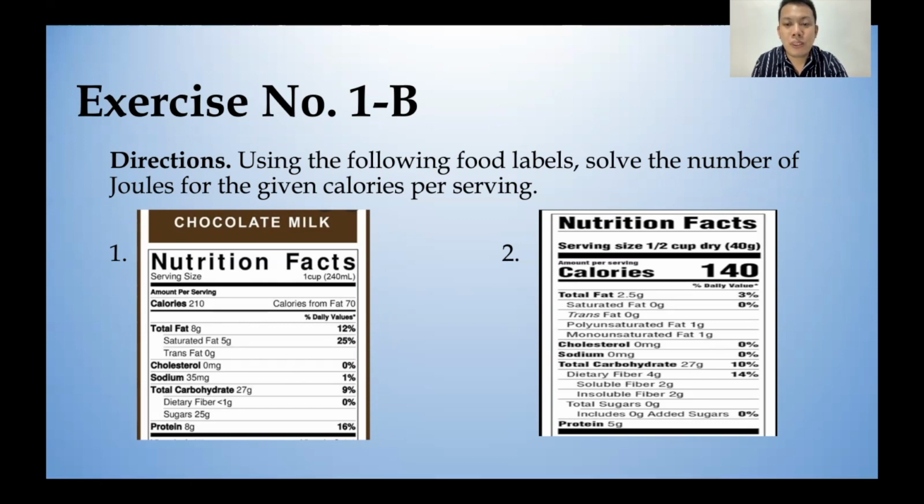In number 2, this I think is oatmeal. Nutrition facts: serving size 1/2 cup dry, 40 grams. Calories is only 140. So convert that also into joules. You are given a few minutes to solve this, and you can pause this video so that you have plenty of time to answer. This is to check whether you have learned something in our previous discussion. If you think that you cannot solve the problem, you can just go back to the discussion and look for the conversion of units.